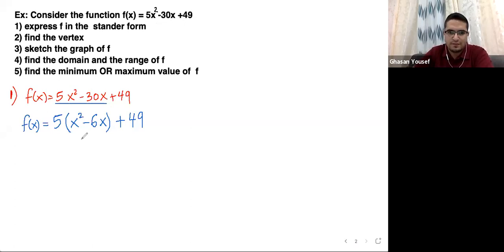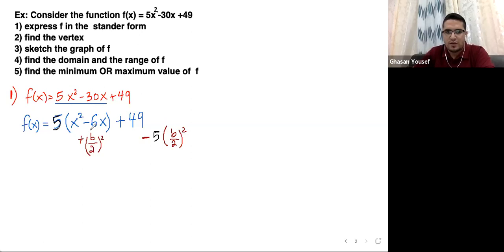Now, we should add b over 2 squared inside the parentheses, and outside the parentheses, we should subtract this number, the 5, times b over 2 squared. Again, inside the parentheses, we should add the value b over 2 squared. Outside the parentheses, like here, we should subtract this 5 times b over 2 squared.